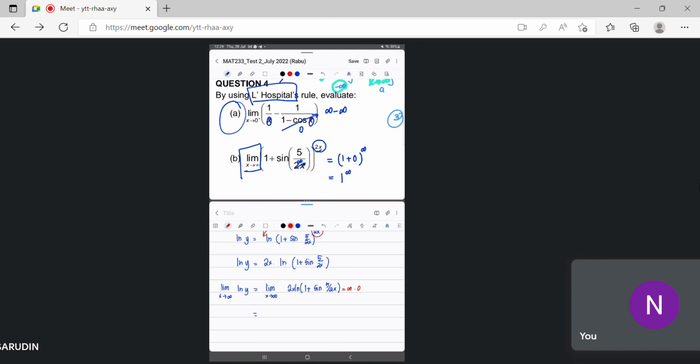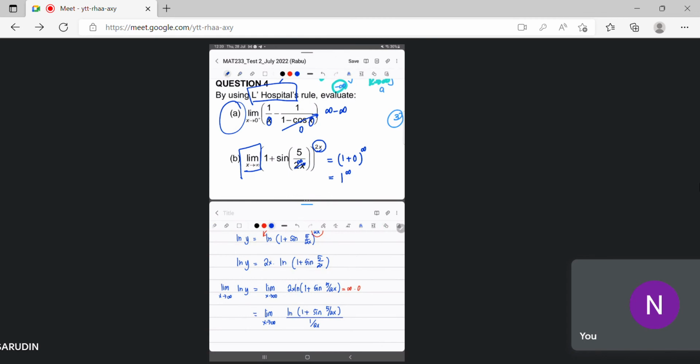So selain daripada kita tak boleh apply dia punya L'Hopital, dan kita kena buat apa? Rearrange, susunkan dia sampai kita boleh apply L'Hopital. Okay, so kita susun lah. Okay, limit x approaching infinity. So ln 1 plus sin 5 over 2x. So ni yang 2x dekat depan ni kita kena letak dekat bawah. So in order kita letakkan dia di bawah, kita kena letak 1 over 2x. Jadikan dia pecahan. So that bila kita susun balik, dia akan dapat sama balik.